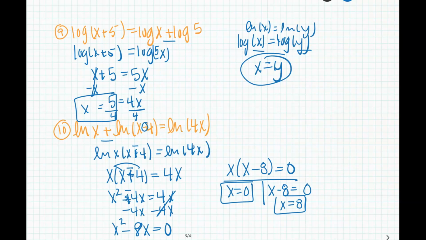But we need to plug these two answers into the original problem and check them against the domain of x. This one here, ln x, there's no situation that we're going to get ln of 0. That won't work out. And so only x equal to 8 would be the answer.